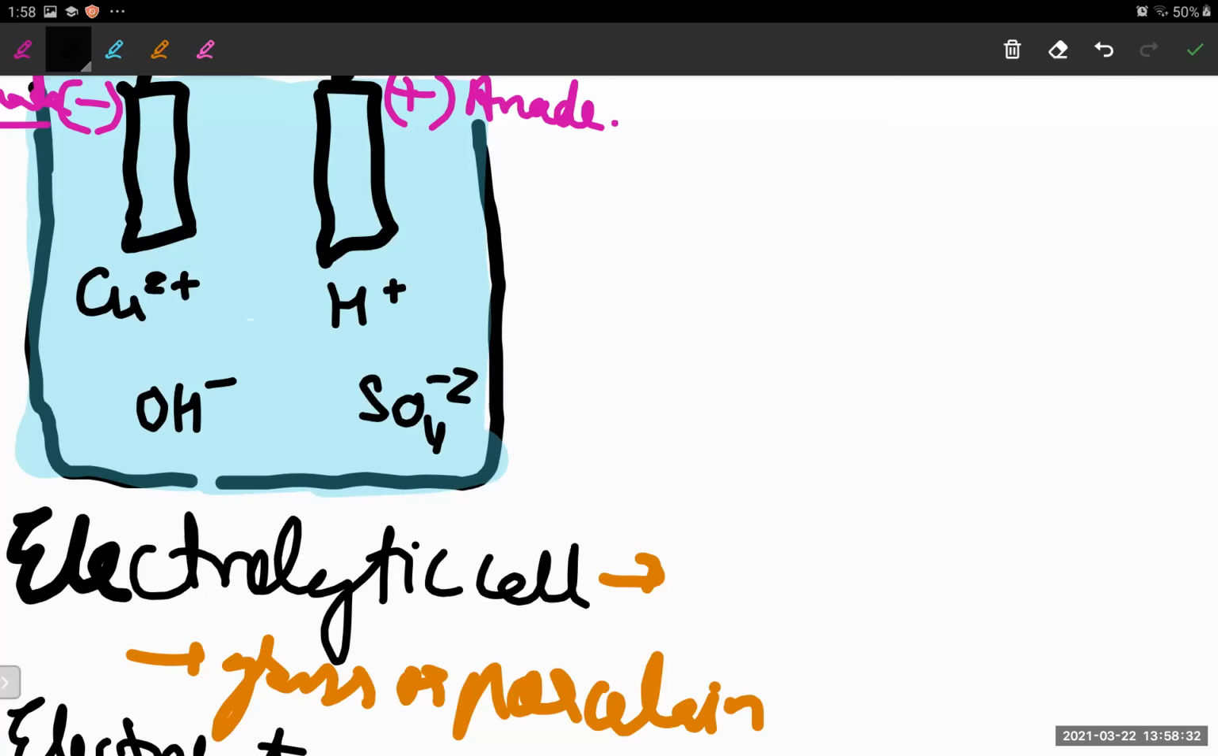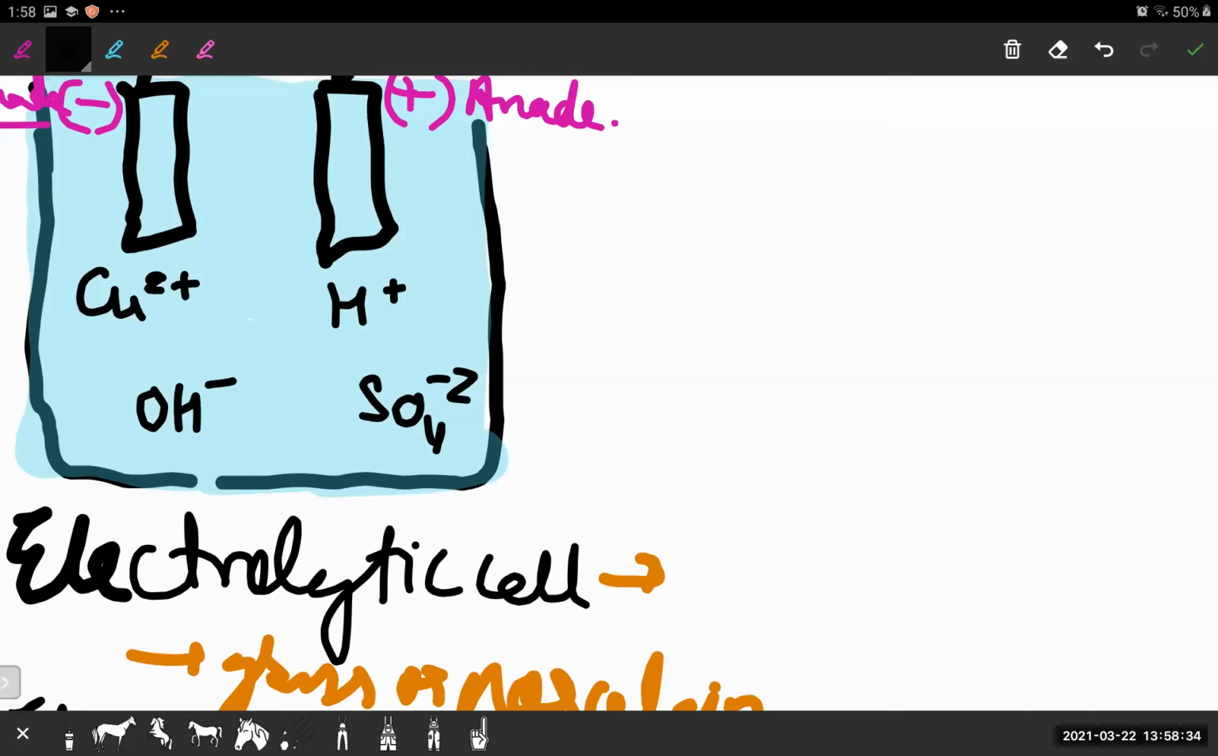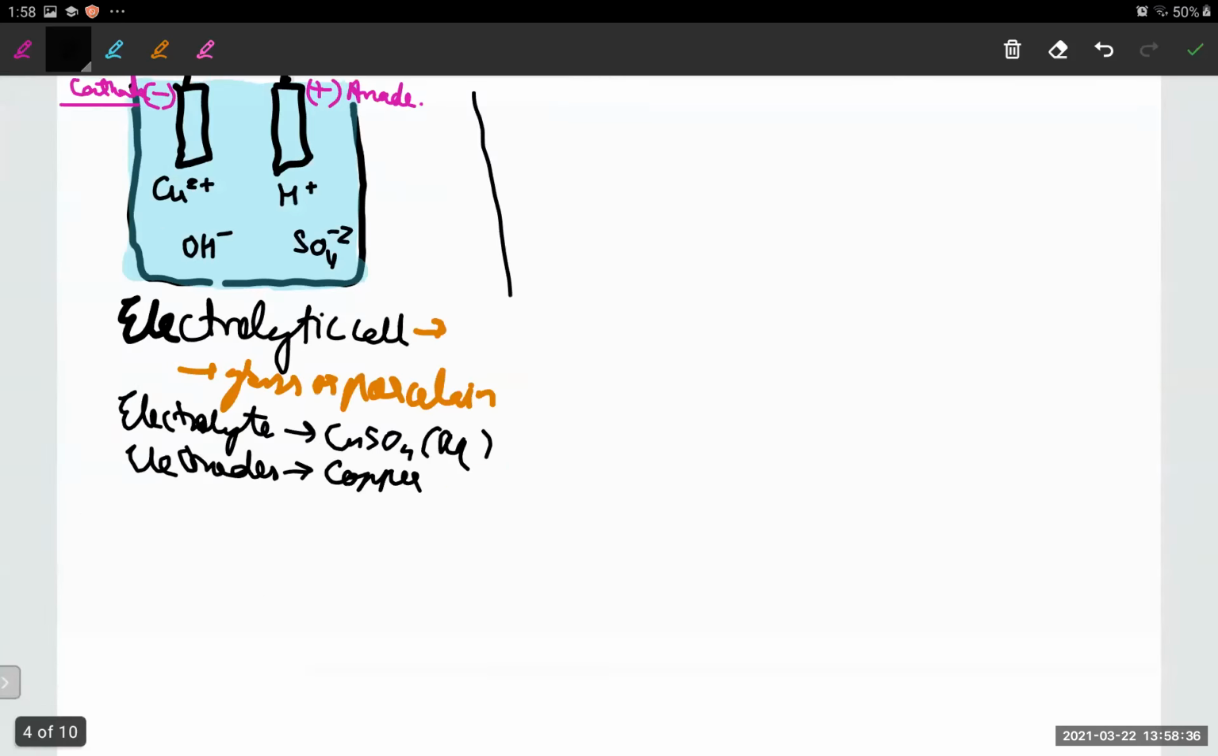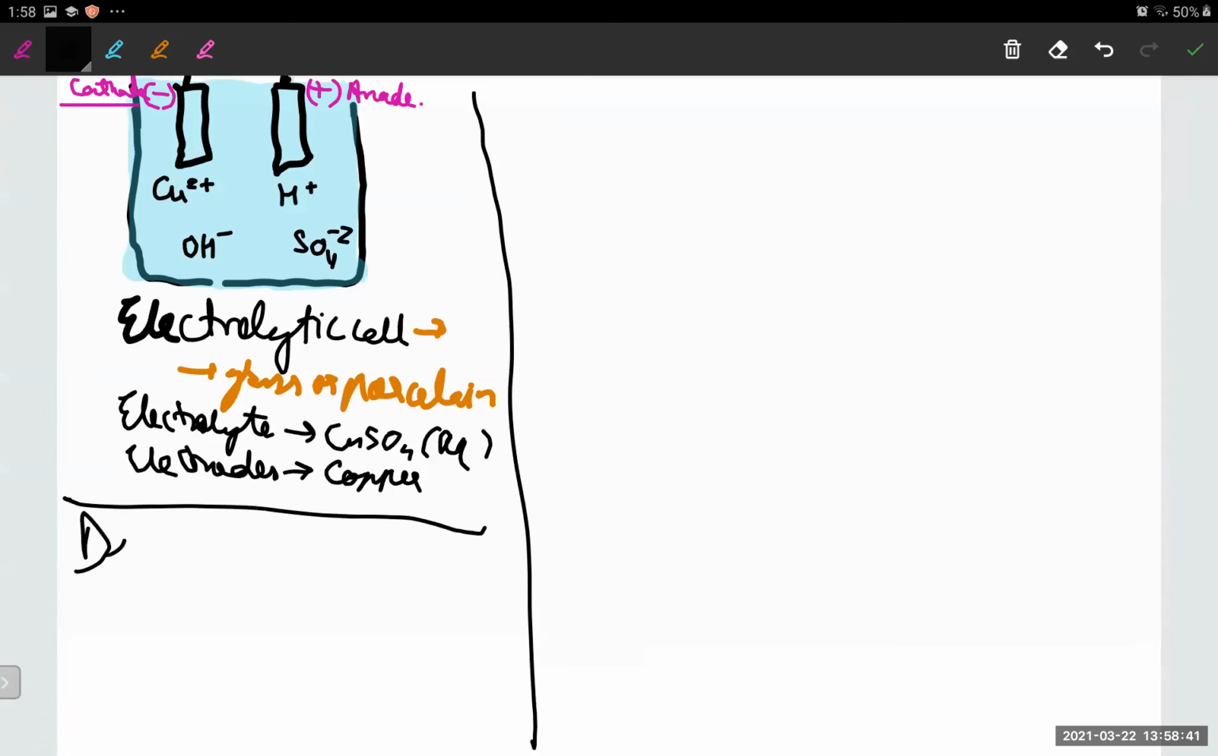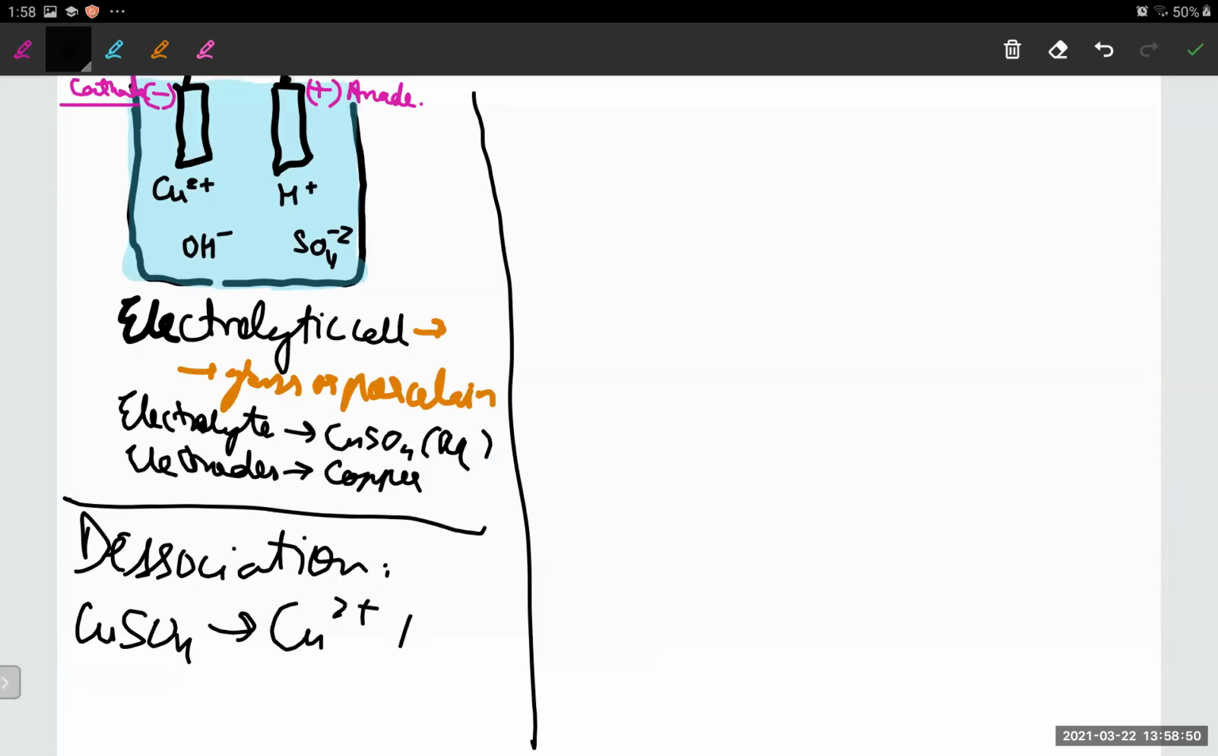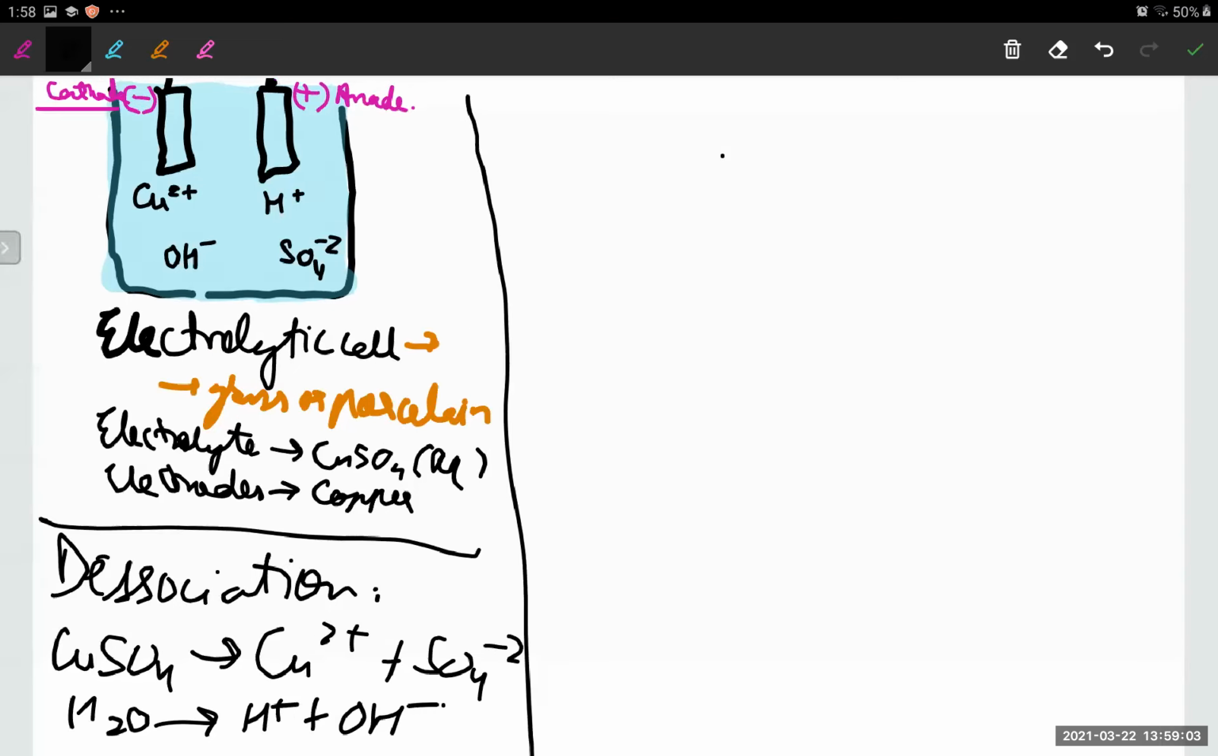Right? So now let's see what are the different types of reactions happening at the anode and the cathode. You can just write the dissociation here. Let's write it quickly: Cu2+ and SO4 2-, and H2O will break into H+ and OH-. So now let's write the different types of reactions happening at the anode and the cathode.